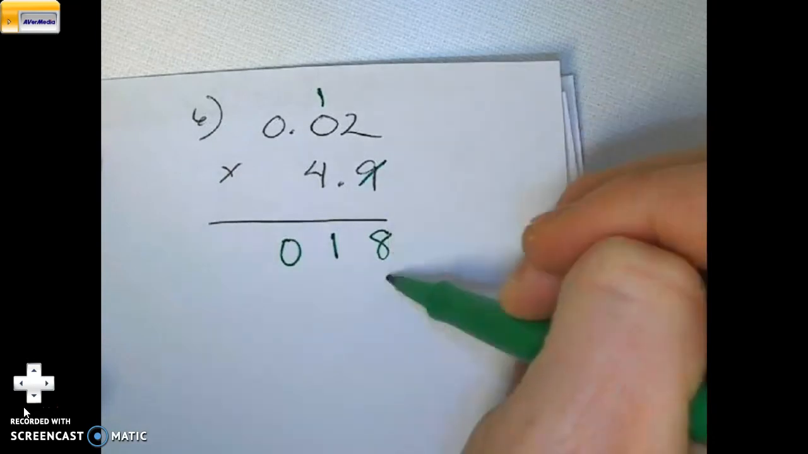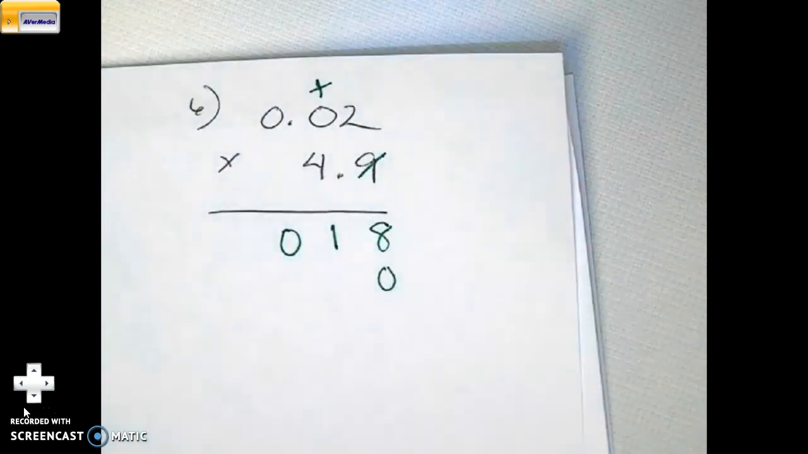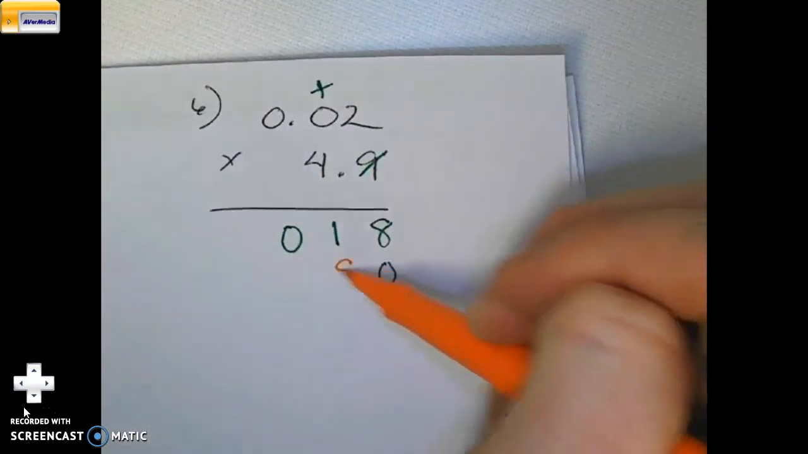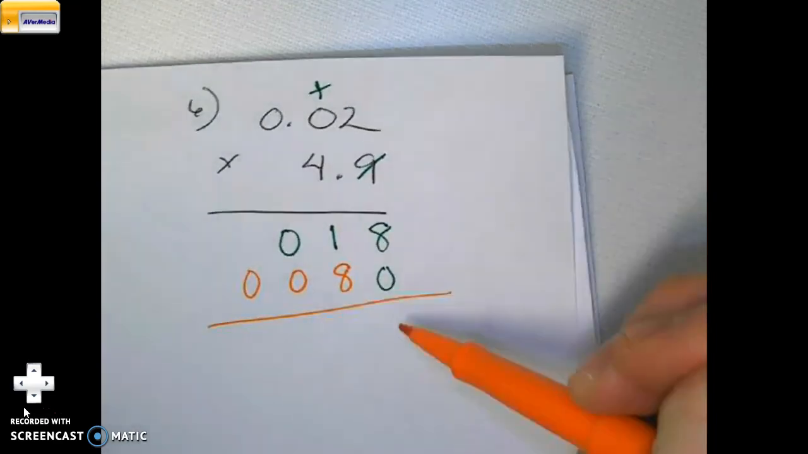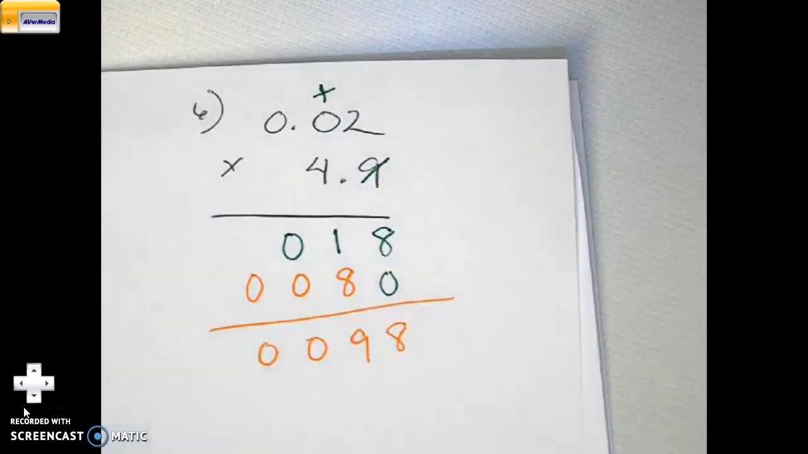We're done with that 9. I'm going to put a 0 here, and I'm going to cross that 1 out, so I don't need to use it again. Now I start with my 4. 4 times 2 is 8. 4 times 0 is 0, and 4 times 0 is another 0. So when I add these up, this is what I'm going to get.